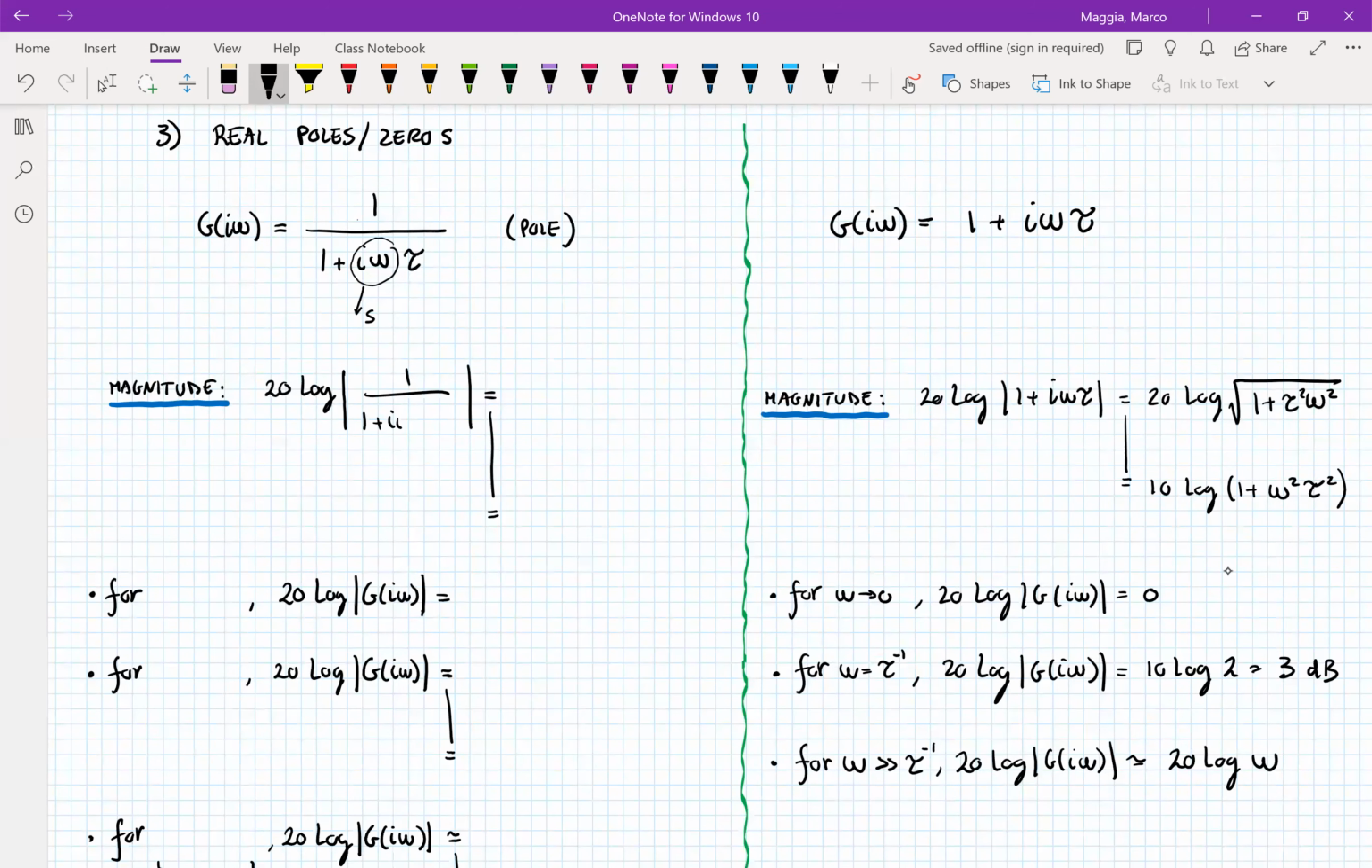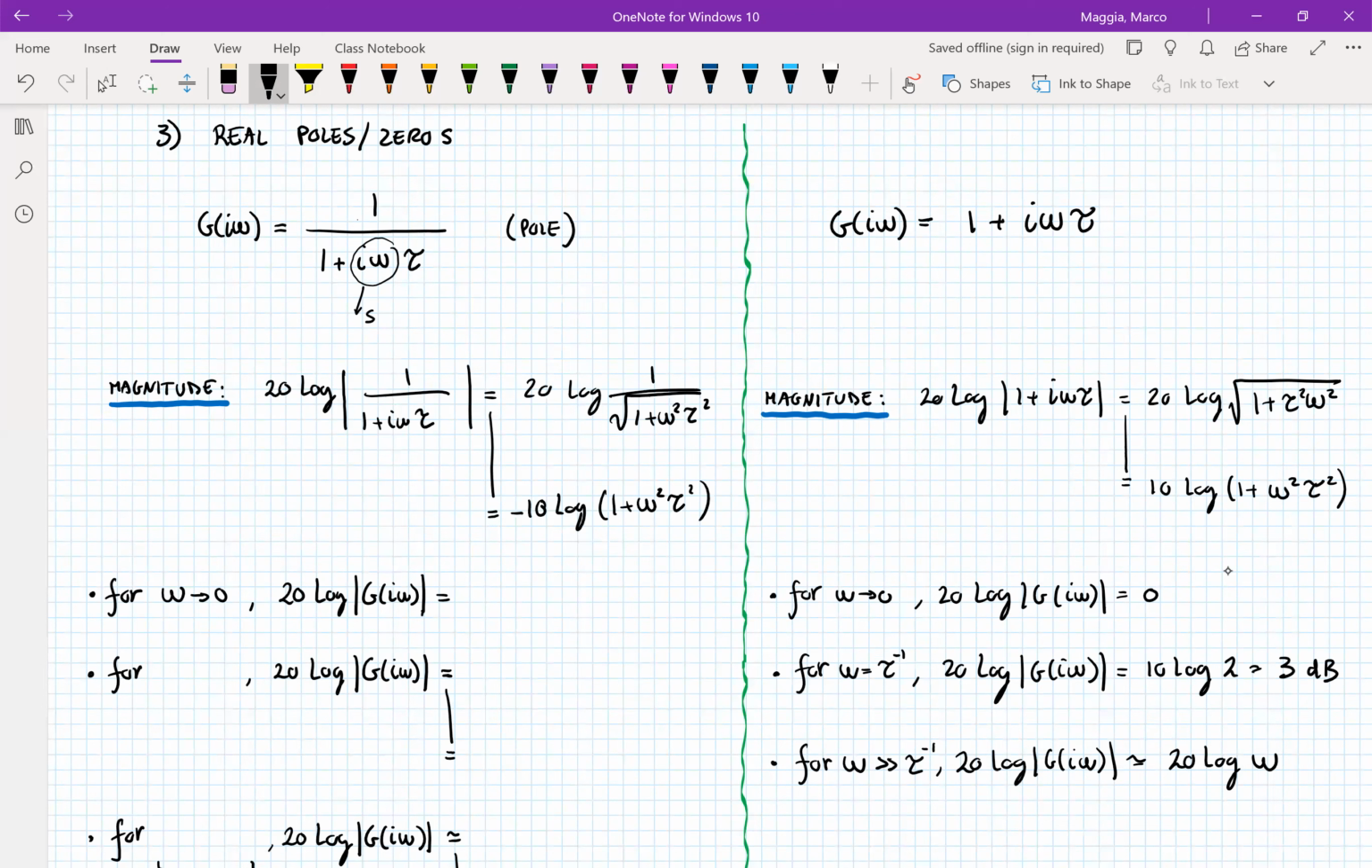Now we take the magnitude of this. So it's 20 logarithm of 1 over square root of 1 plus omega squared tau squared, which is also equal to minus 10 logarithm of 1 plus omega squared tau squared. So this function for the magnitude is not linear, is not constant, but really depends on the frequency. So let's take a look at what happens at the extremes.